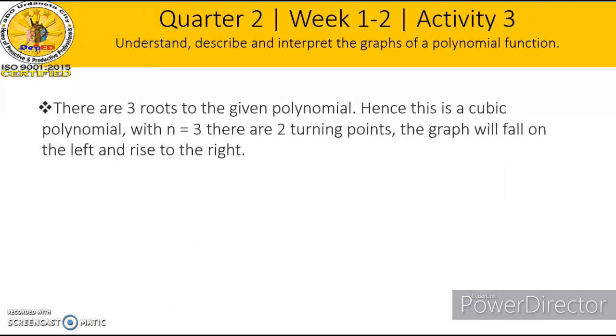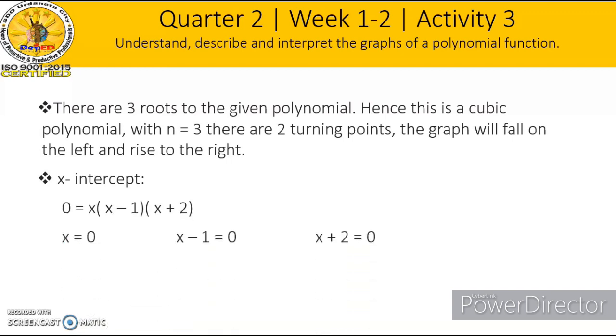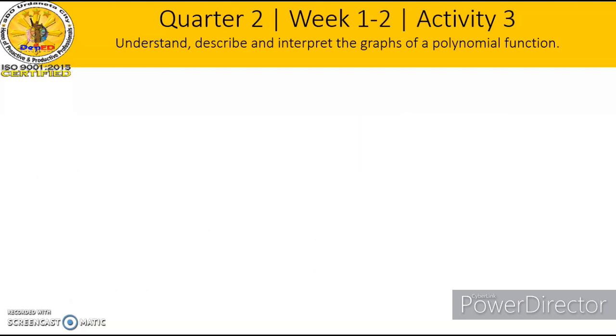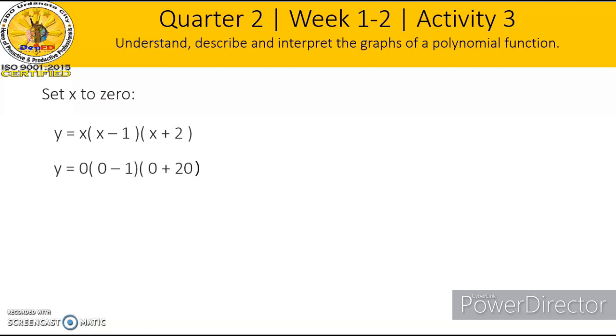So there are 3 roots. So it is a cubic. So n is equal to 3. There are 2 turning points. The graph will fall on the left and rise to the right. So we have the x-intercept. So just like before, we just have to compute for the values of x. So we have the intercepts, 0, 1, negative 2. For the y-intercept, set x to 0. So y is equal to 0.